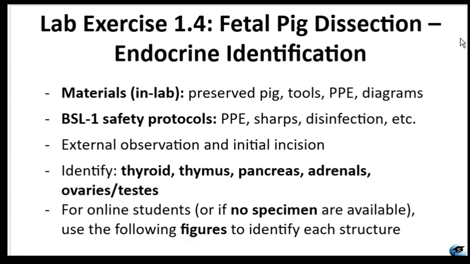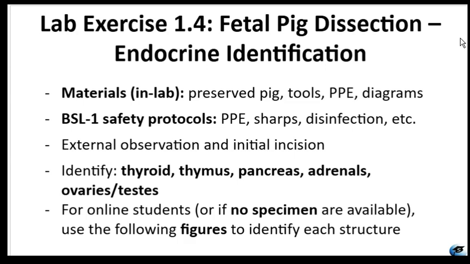So for in-person labs, you would need a preserved pig, dissection tools, and personal protective equipment. You would have labeled diagrams, and because it's a BSL-1 activity, you would follow all of the basic safety protocols, including handling of sharps and disinfecting the workspace before and after dissection, etc. Then it would begin with external observation of the specimen, followed by an initial incision to expose internal structures, and then to identify the endocrine organs, including thyroid, thymus, pancreas, adrenal glands, and gonads.